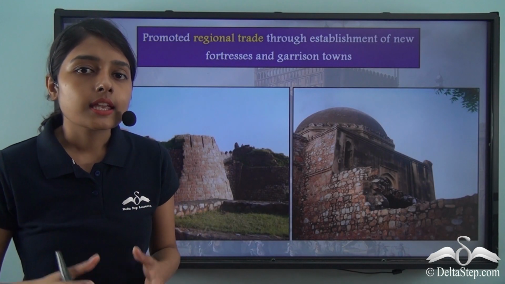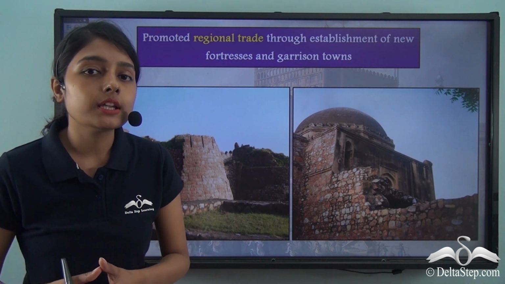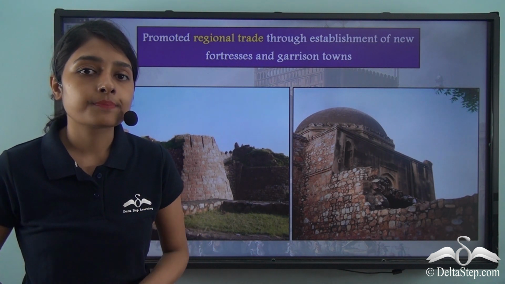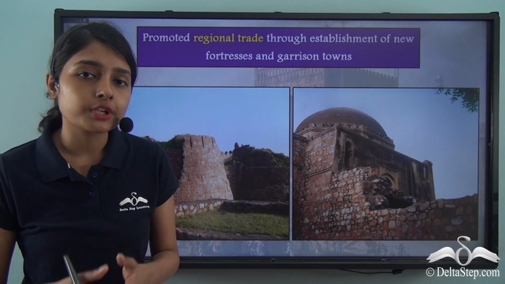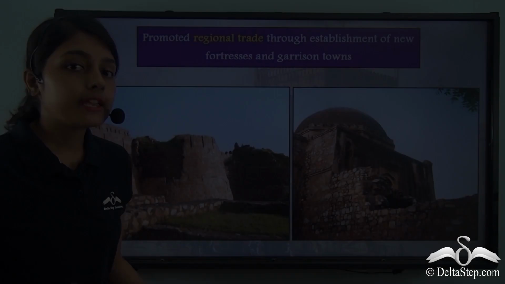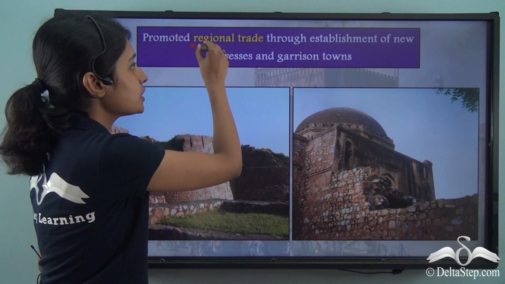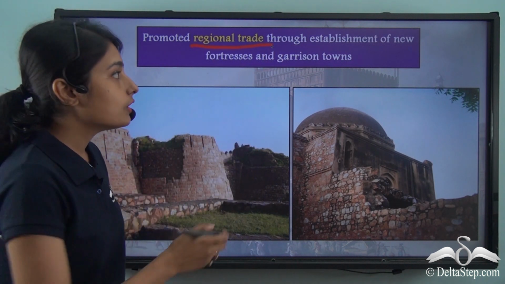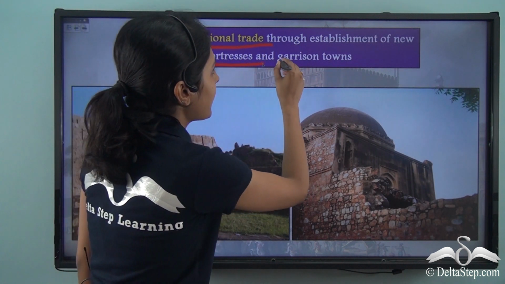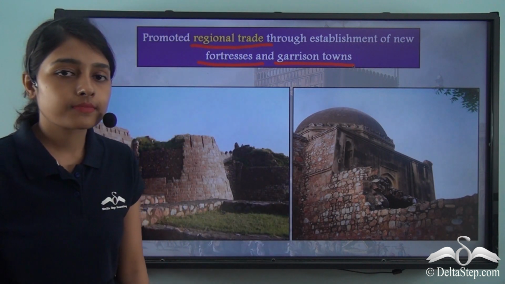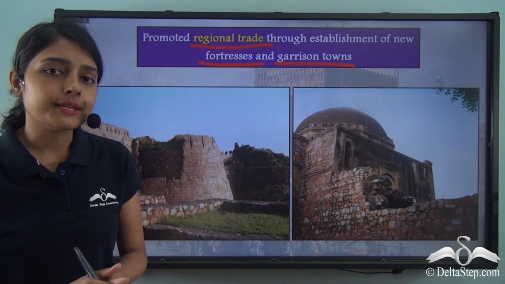A dynasty cannot be expanded properly without promoting trade. Now how could trade be promoted within the dynasty? In order to promote regional trade, new fortresses and garrison towns were established. Now what does this imply?